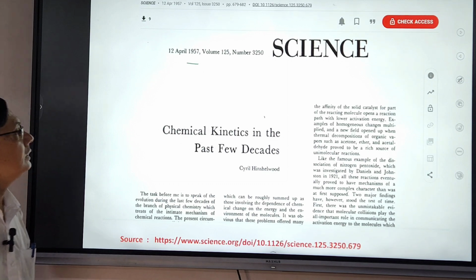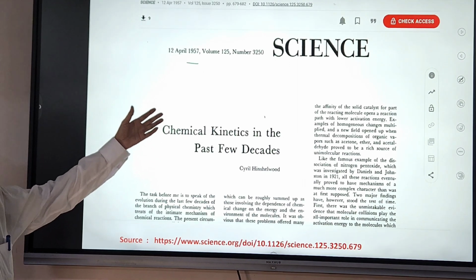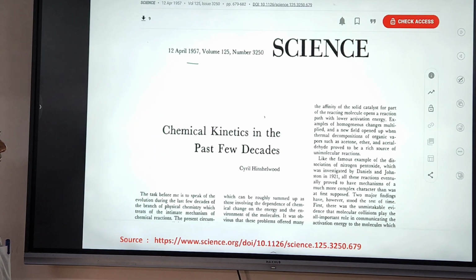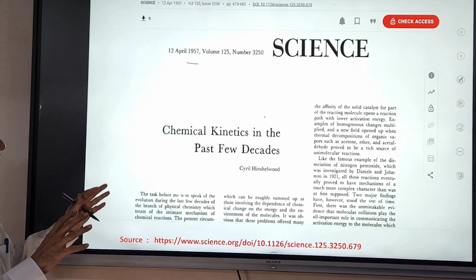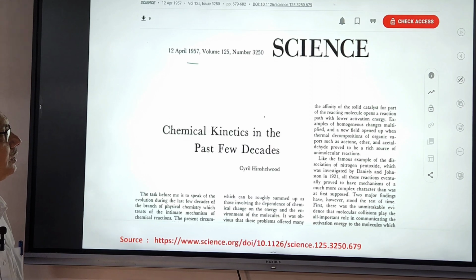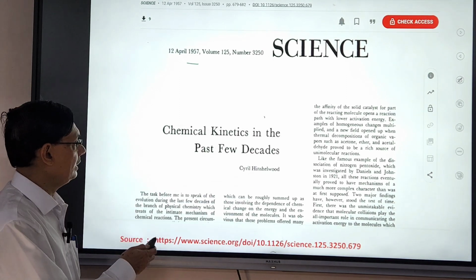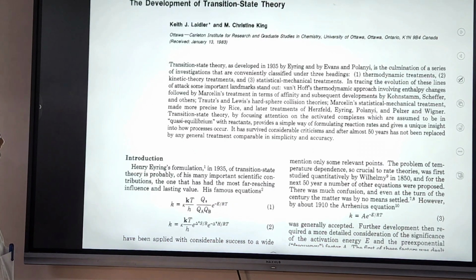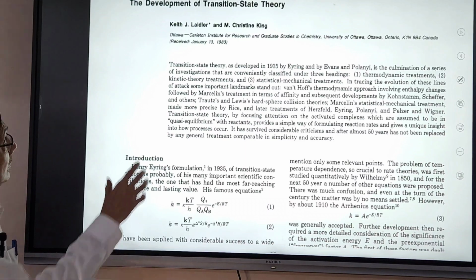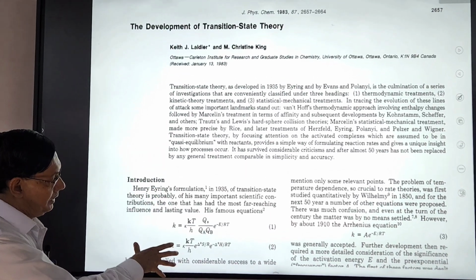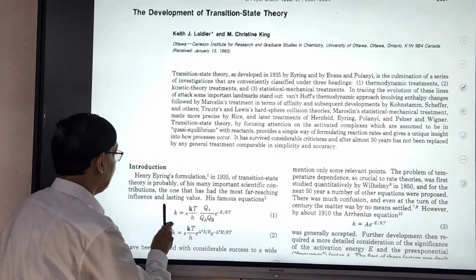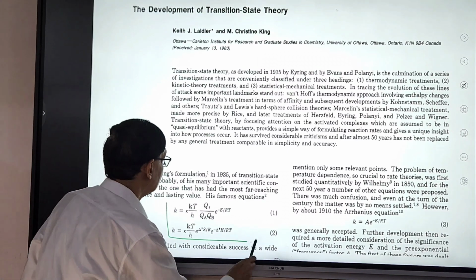If you go through this paper, you can see some of the significant contributions to chemical kinetics over the past few decades. He is a Nobel laureate in the area of chemical kinetics. This is one of the most important papers, and I have already derived that equation for you in class.